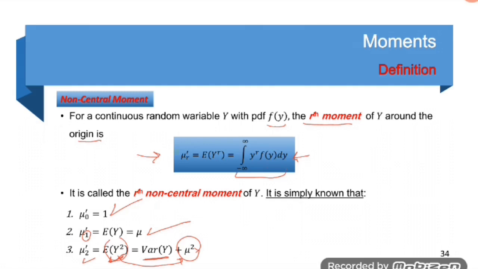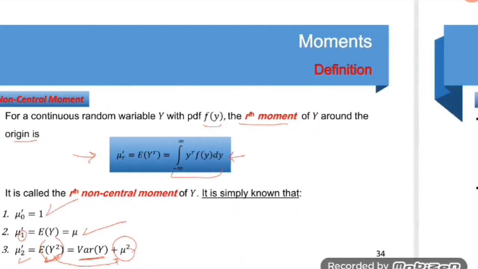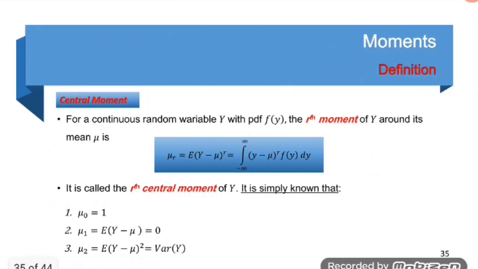Now move to the second part of the moment, which is the central moment, and here we are finding the rth moment around the mean mu, not the origin as in the last case. So for the continuous random variable y defined with the PDF f of y, the rth moment around its mean is denoted by mu sub r.